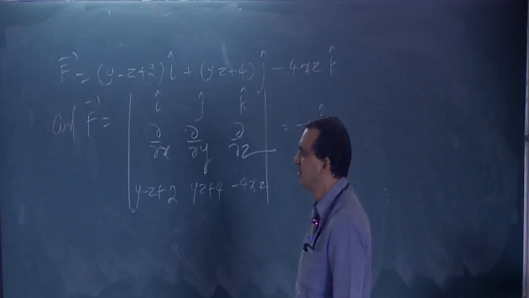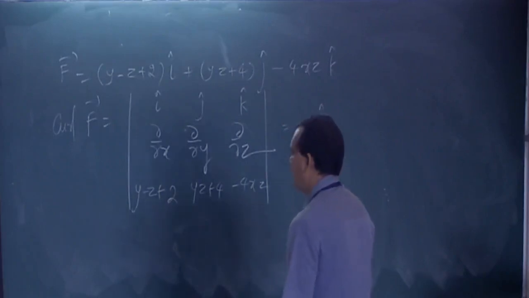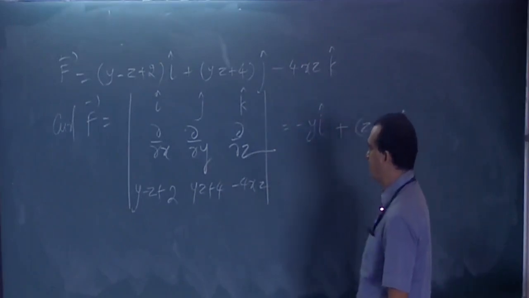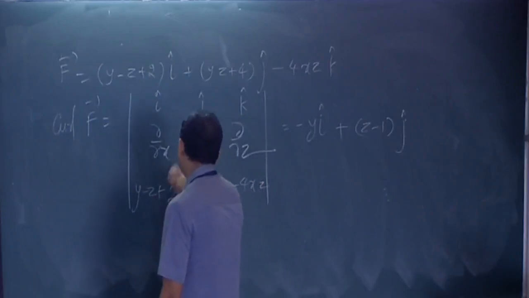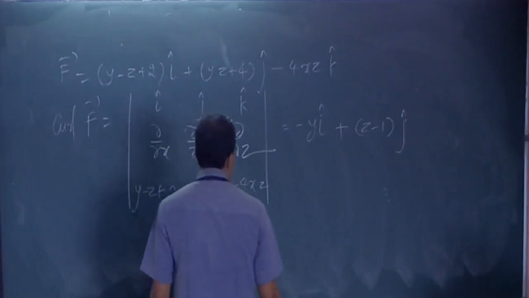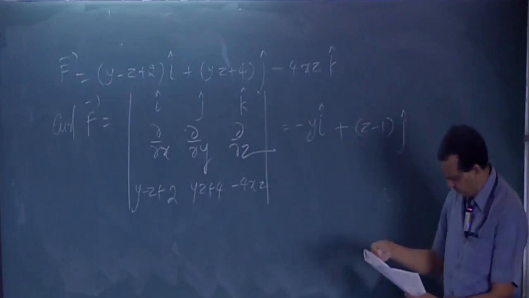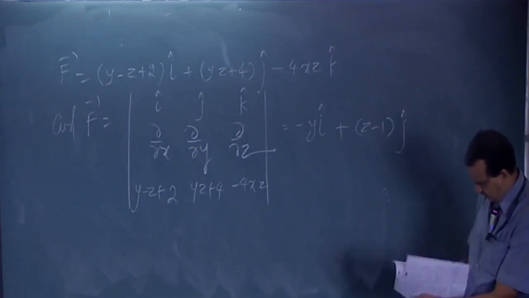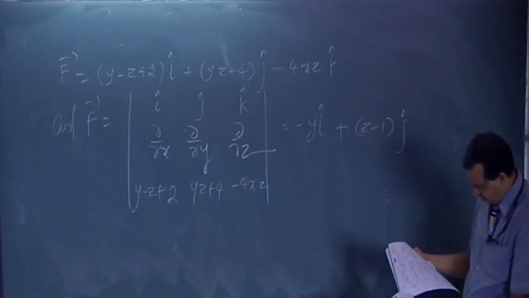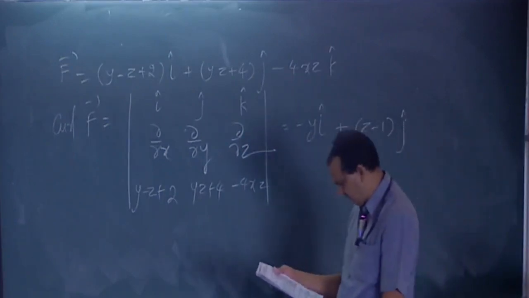Down, down. Yes, it is minus y i plus z minus 1 into j. Now k does not come because there is no x here. There is no x. ∂/∂x, there is y. Yes? Minus 4xz, if this function is correct. If any correction is there, I will make it. Function. Verify Stokes theorem. yz plus 4 minus 4zx, k, curl F.